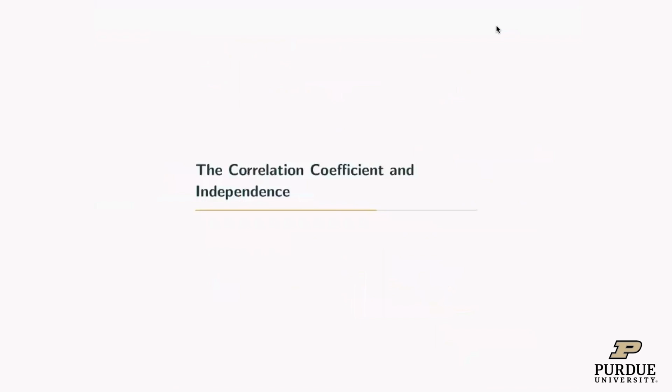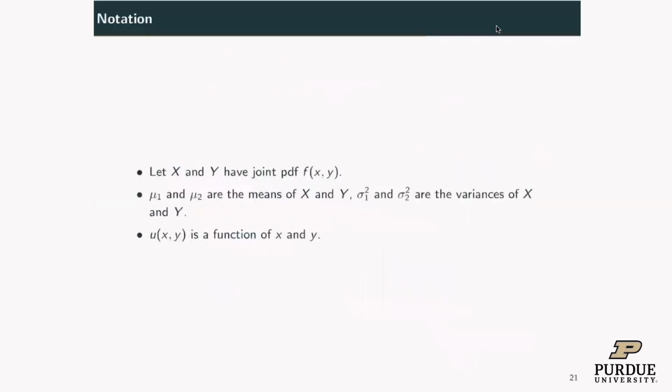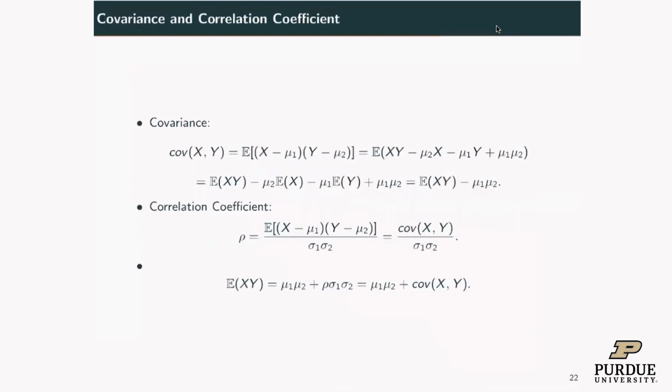Next, let's talk about correlation coefficient and independency. First, some notation. X and Y have the joint PDF. So mu1, mu2 are the means of X and Y. Sigma 1 square and sigma 2 square are the variances of X and Y. So these are some common notation.